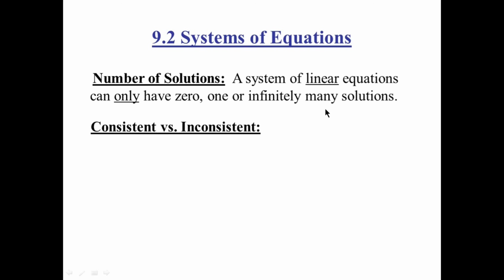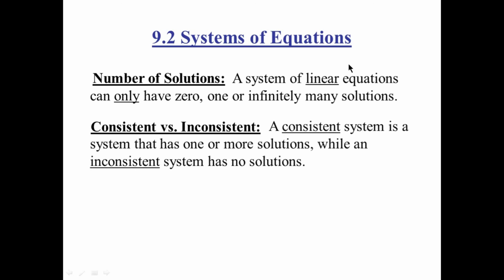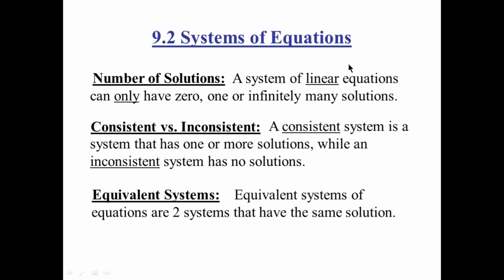Consistent versus inconsistent. Well, what do these words mean? A consistent system is a system that has one or more solutions. So if there's a solution, then the system is called consistent. But if there's no solution, then it's called inconsistent. Equivalent systems. Equivalent systems of equations are two systems that have the same solution. So if a couple of systems have got the same exact solution, then they're equivalent.